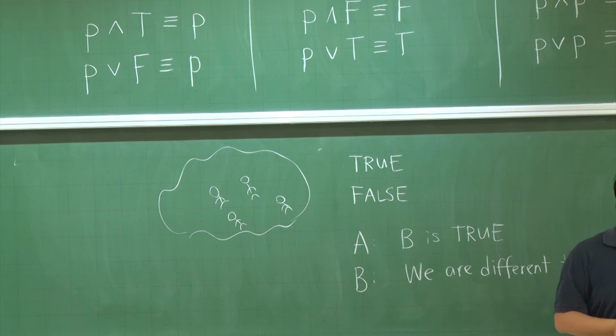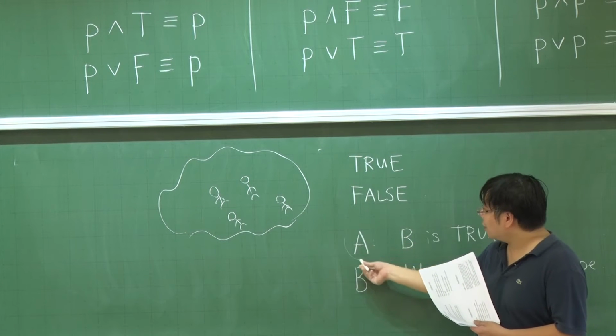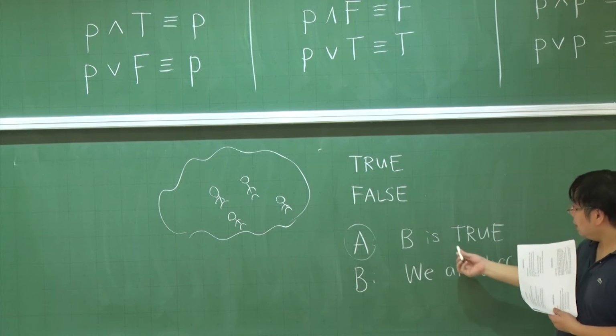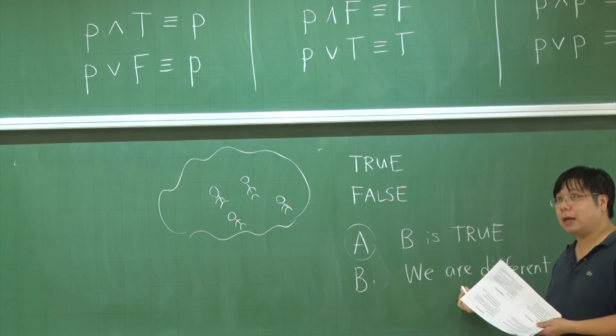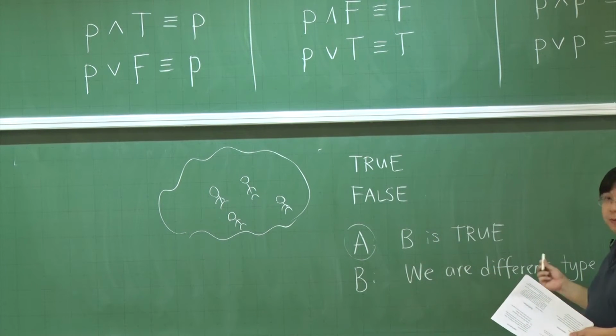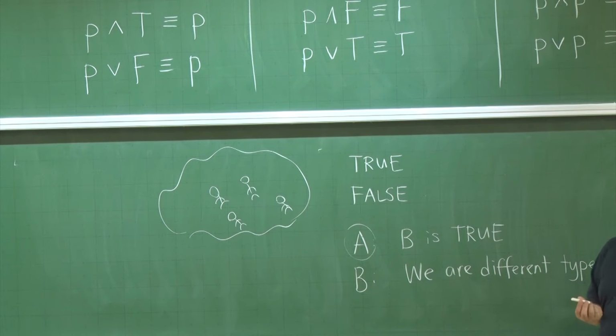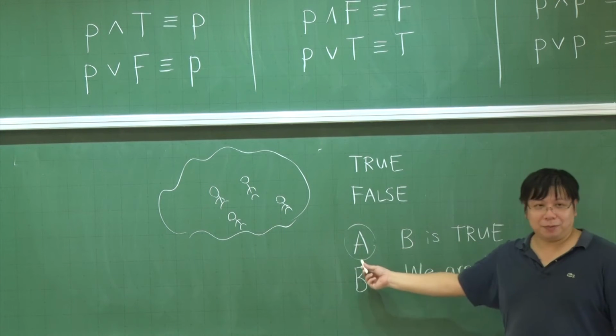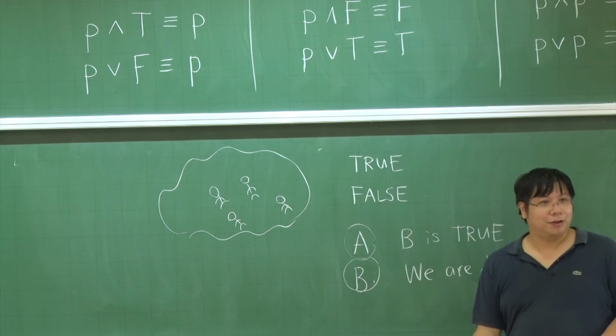But maybe A cannot be false either. Let's check. If A is false, then what does it mean? B is false. And B being false makes sense, because when they are both false, then B is saying something wrong: we are of different types. Very good. So we actually find out that A and B are both false.